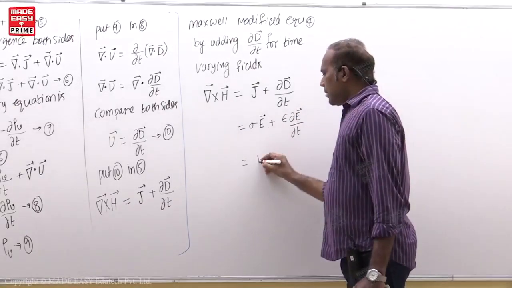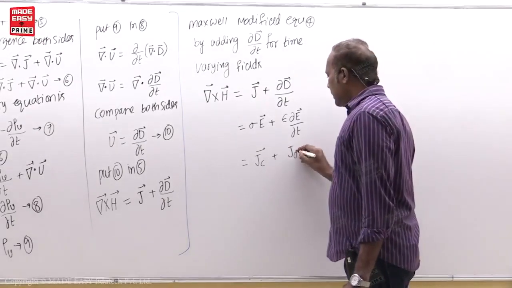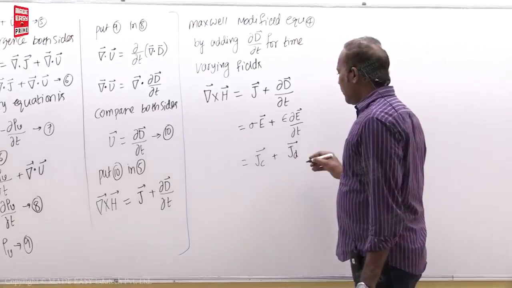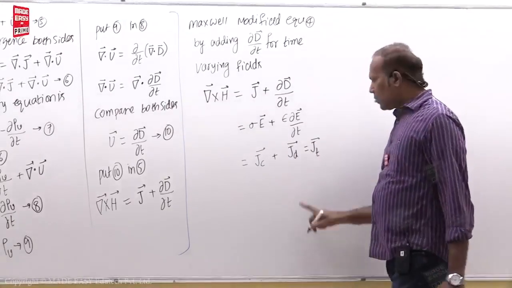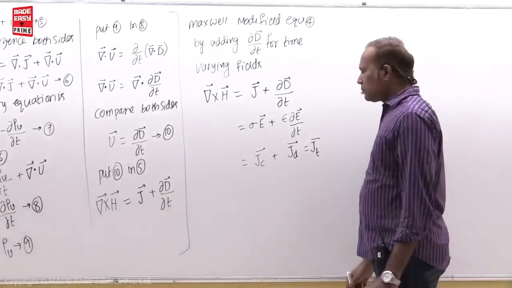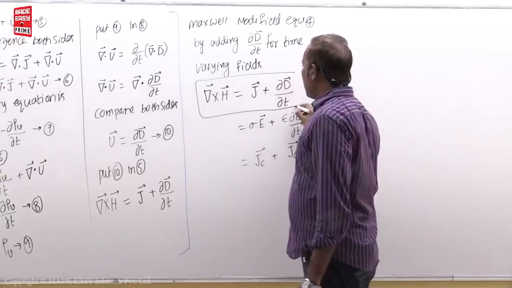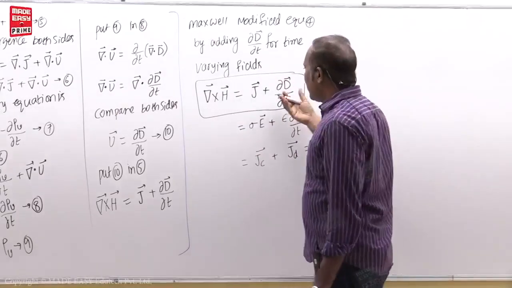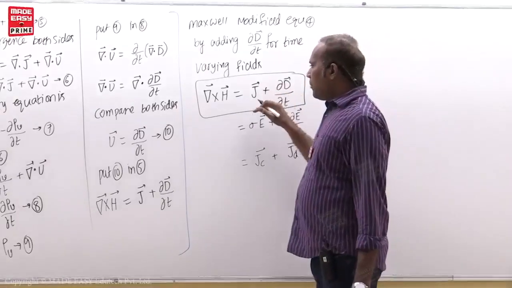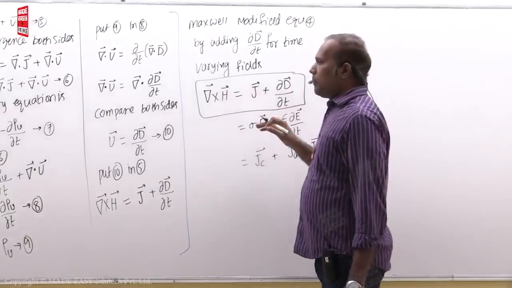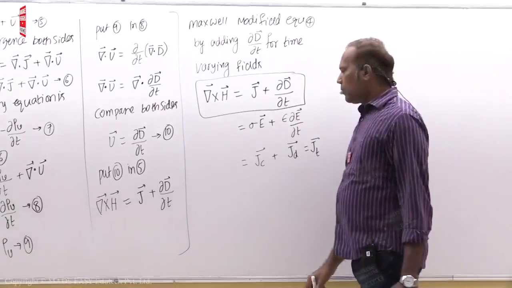This is called Jc bar, conduction current density. This is called displacement current density. Now if you add them, that is called total current density. So here you have to remember this equation. And from where did this equation come, dear students? It came from Ampere circuit law, but Maxwell modified this by adding dou D bar by dou t.